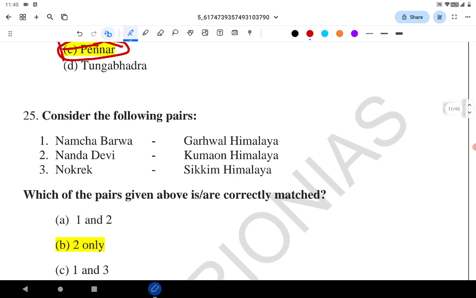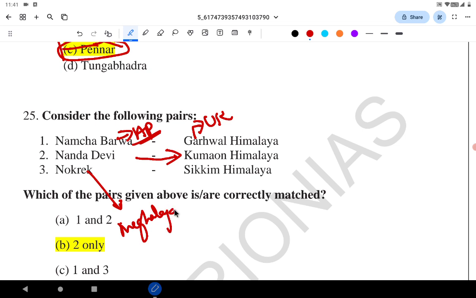Namcha Barwa in Garhwal Himalaya. Sorry, Garhwal Himalaya is in Uttarakhand. Okay, Namcha Barwa is in Arunachal Pradesh. So the first one is wrong. Nanda Devi, Kumaon Himalaya. Nokrek is a national park. Nokrek National Park is in Meghalaya. So it's not in the Sikkim Himalaya, it's in Meghalaya. Nanda Devi also you know, it's Uttarakhand. Nanda Devi has a national park. Kumaon Himalaya, Uttarakhand, correct. So only two is correct.